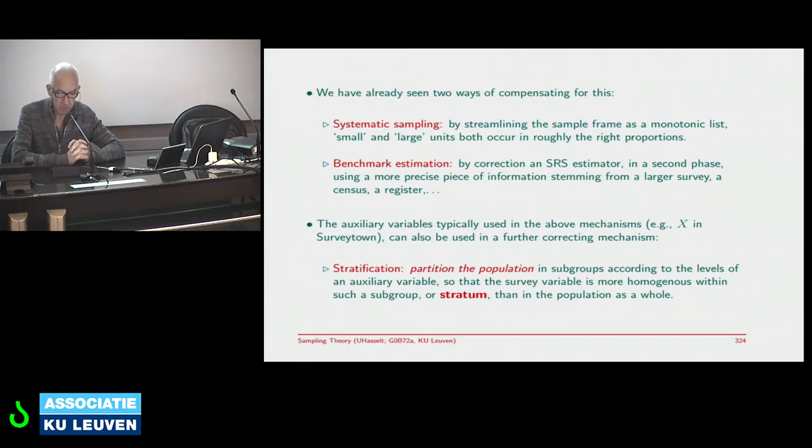The further one I would like to mention is systematic sampling, where we create a list, we cycle through the list, make sure that, for example, smaller, medium-sized and larger units are all represented in a fair fashion. That reduces the sampling variability. Stratification often reduces sampling variability. It's one of the major reasons. Benchmark estimation, the same story.